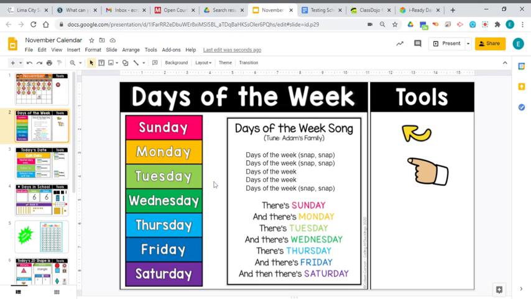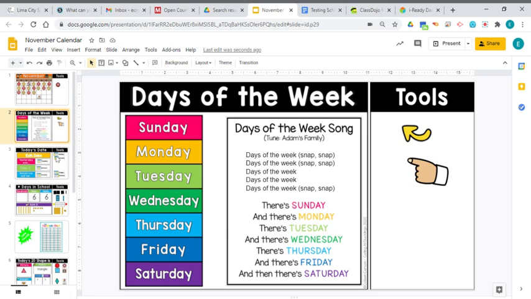Ready? Days of the week. Days of the week, days of the week. There's Sunday and there's Monday, there's Tuesday and there's Wednesday, there's Thursday and there's Friday, and then there's Saturday. Days of the week, days of the week, days of the week.